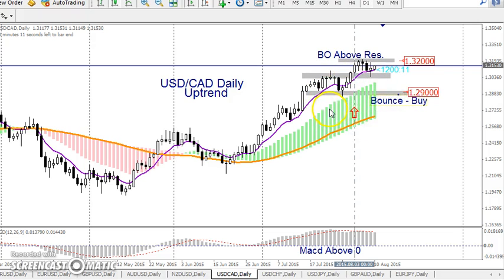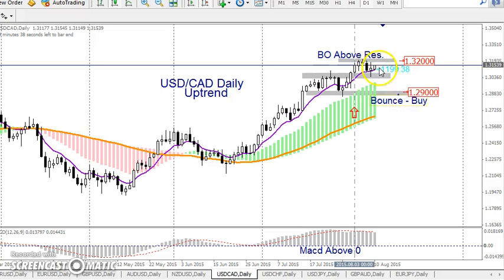So the US dollar is very strong against those other currencies, and we can expect price to go a little bit higher. Price may indeed go up to the 13200 area, and then we can expect either a bounce back to the downside, or a break above the resistance. Again, a break above the 13200 area. I don't know if price is going to come back all the way down to the 12900.